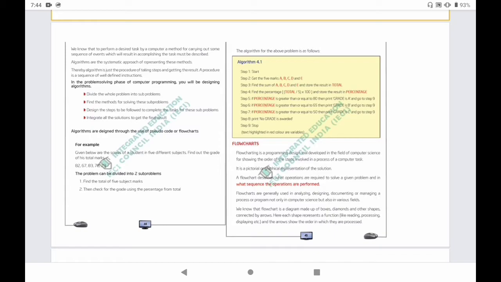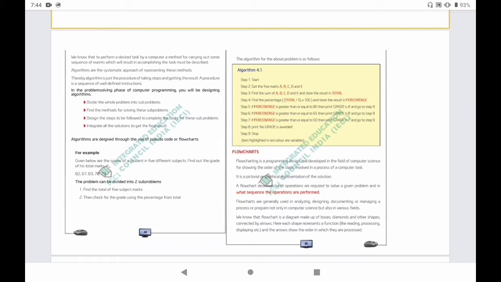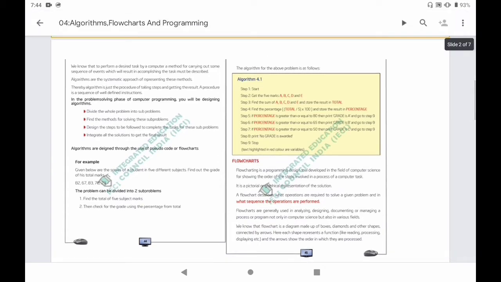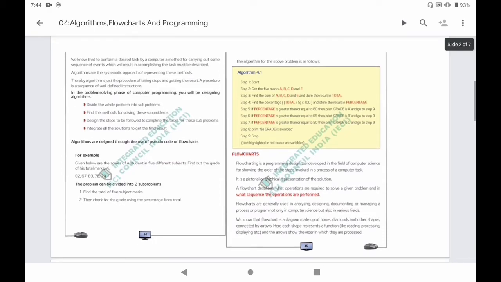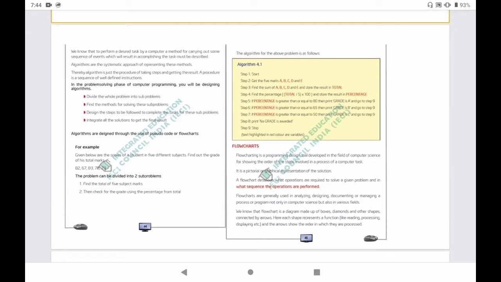What you need to do is divide the problem into sub-problems. What are the sub-problems here? The first sub-problem is to find the total of the 5 subject marks. So 82 plus 67 plus 83 plus 78 plus 79. What will be the answer? 389. Then the second sub-problem: check for the grade using the percentage from the total.